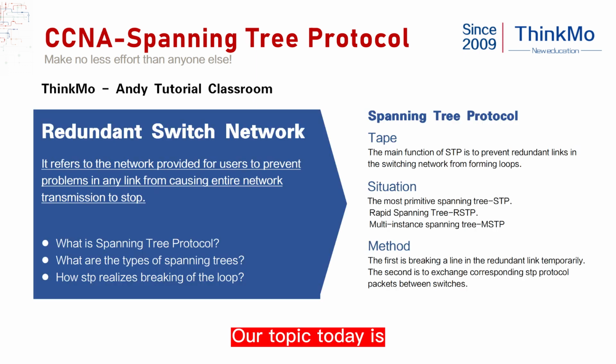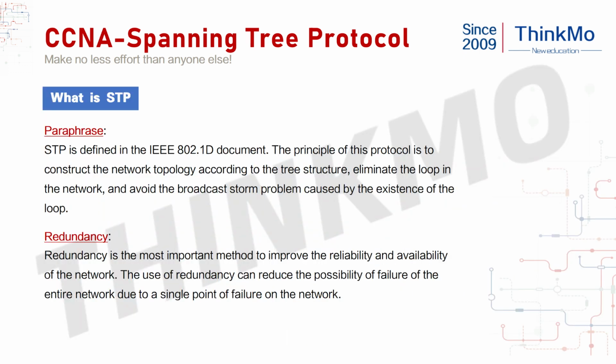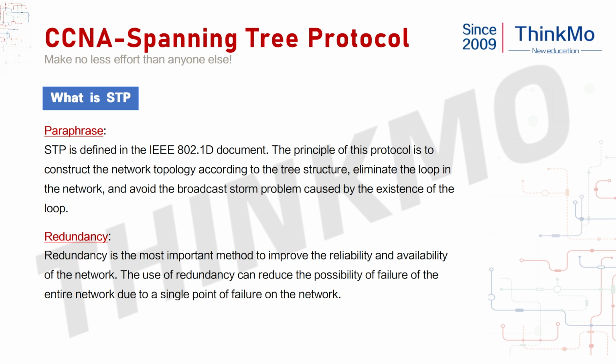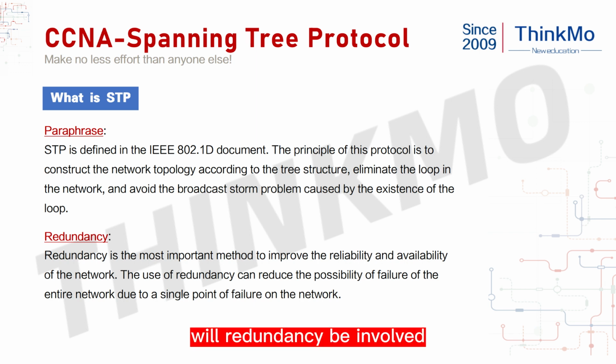Our topic today is how to realize Layer 2 loop breaking in a redundant switching network. First, let's explain redundancy. It can be understood as backup. Under what circumstances will redundancy be involved? We need to figure this out.